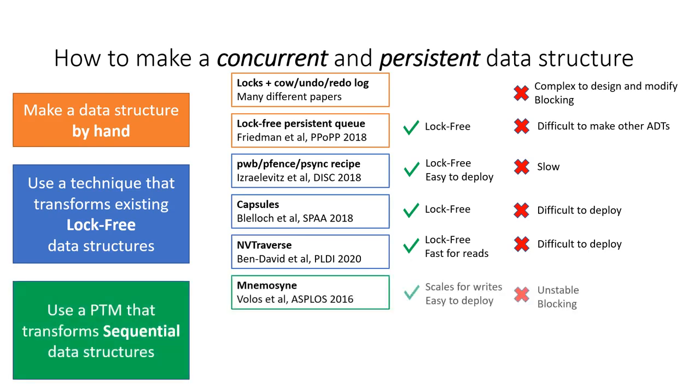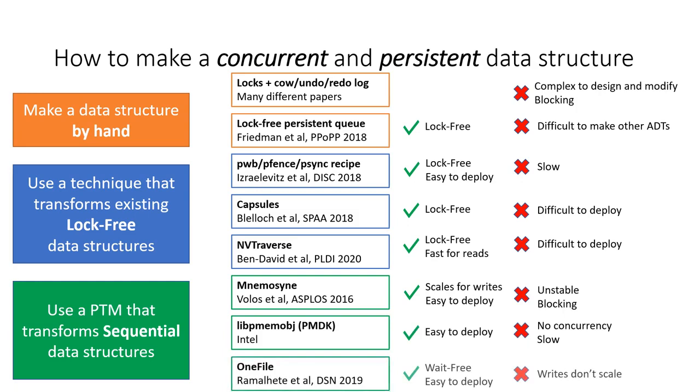Or we go with the PTM approach, a persistent transactional memory that transforms sequential data structures into concurrent and persistent data structures. So far, OneFile was the only one that provided wait-free progress, all others were blocking.